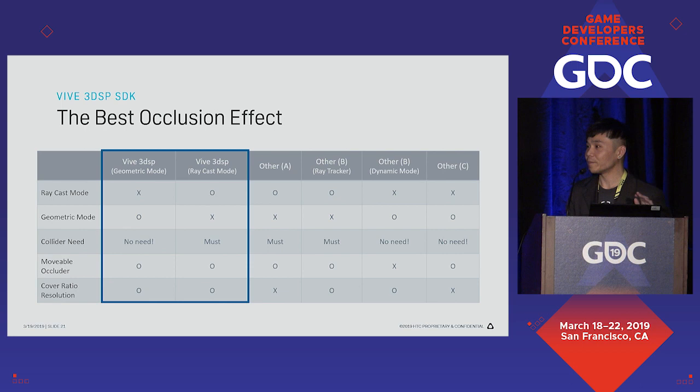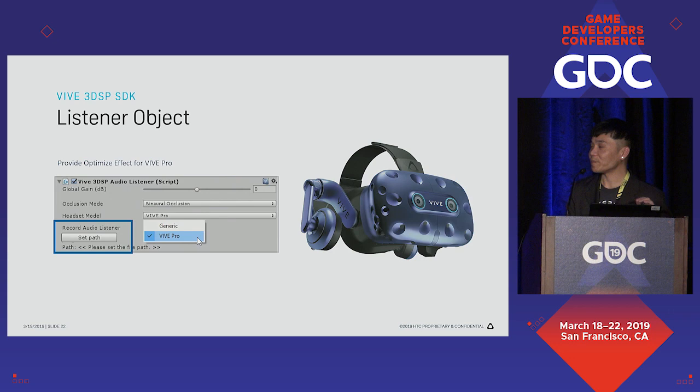And this part is about the listener object. Listener object is the final configuration for listening, so it is very easy to find a global gain here. And basically, VIVE 3DSP is a hardware independent SDK. However, we still have an optimization for VIVE Pro headset. That means if you choose VIVE Pro as your content player, the end user can have the best sound feeling by this feature.